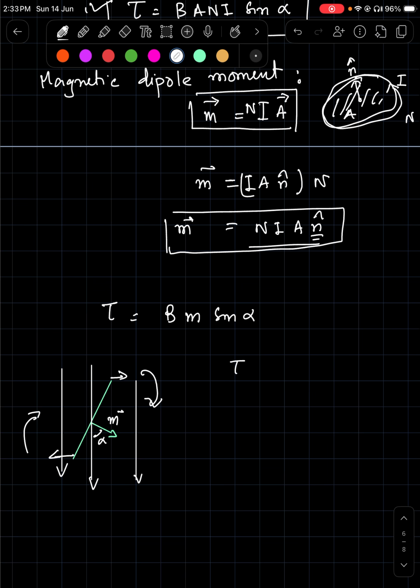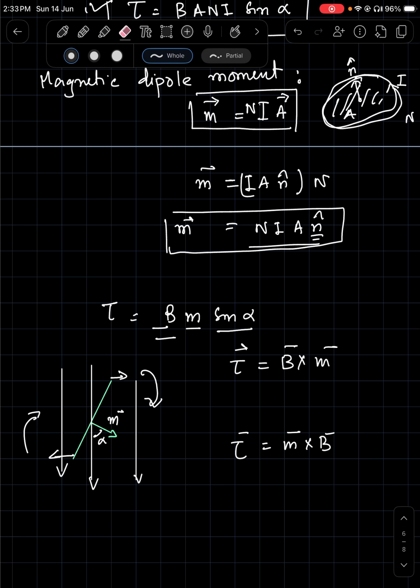So we can write the torque in vectorial form in two ways, either B cross M or M cross B, because M is a vector, B is a vector, and sin alpha is there. Then this torque is a vector quantity. So we can express the torque as a cross product of two vectors in either order, right? So which one is correct? We have to decide first.